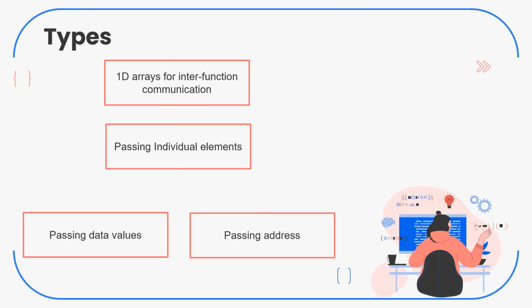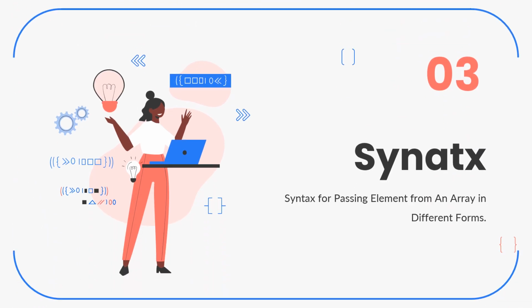Look at the chart here. It shows a one-dimensional array involved in inter-process communication. The communication involves sending data present at different indices in the array. The way of sending data to a called function is divided into two parts. One is passing data value and the other involves sending the address of the data to the called function. The syntax for passing an individual element is either data or address.